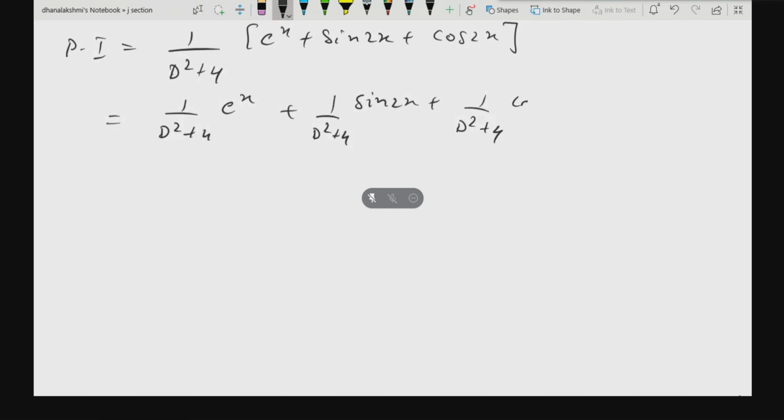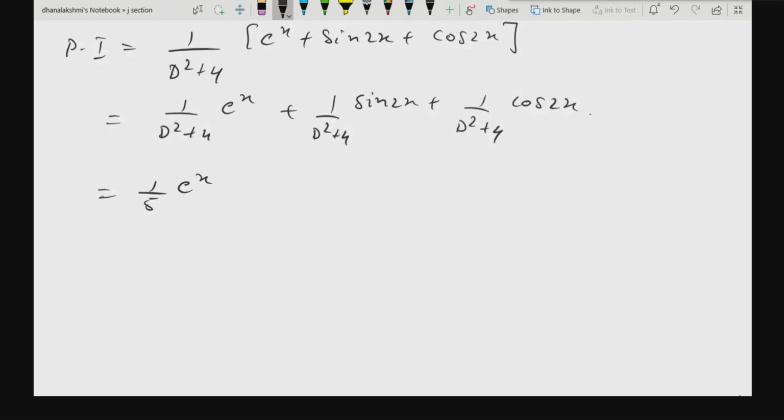Now apply the logic. When you have e to the power ax, D needs to be replaced with a. So when you replace it with a, what have you got? Will it be 0? No, ma'am. So replace D with a. The value of a is how much for this question? 1. So for the first part, you will get 1 by 5 e to the power x.